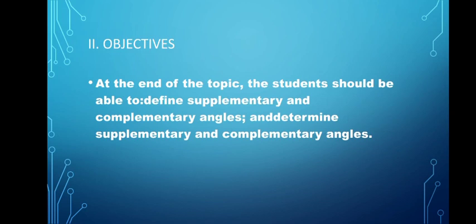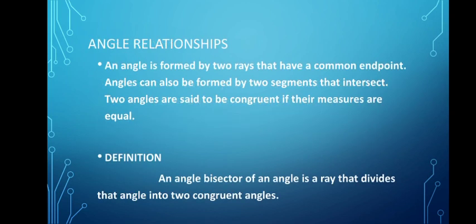Objectives. At the end of the topic, the student should be able to define supplementary and complementary angles and determine supplementary and complementary angles. Now, angle relationships. When we see angle relationships, it means the angles have a relationship or have a common point.